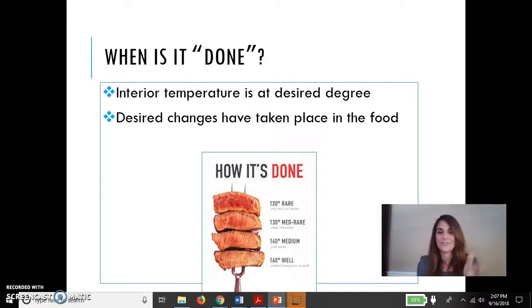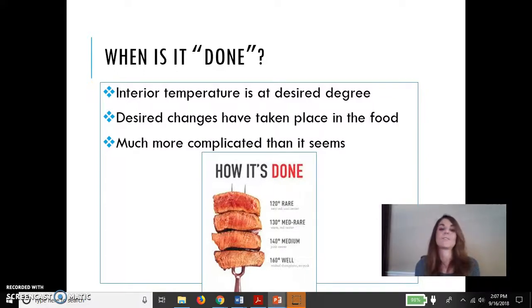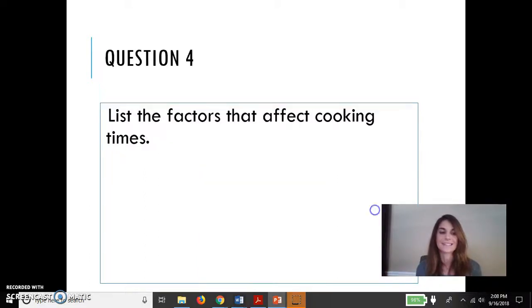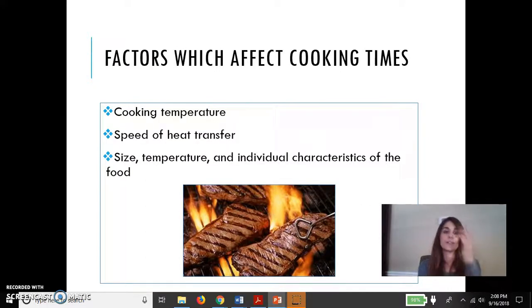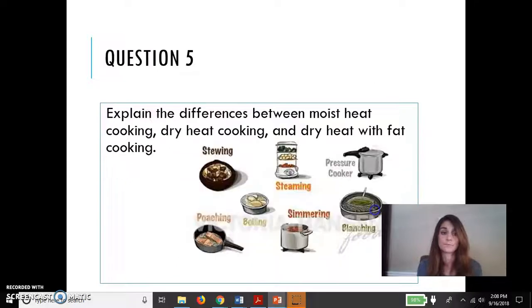As far as everything else, looking at this chart of how some of you might like your steak, it depends on the desired temperature, meaning the desired temperature of the guest or of you. It's much more complicated than it seems, and those of you who have tried to grill a steak between medium rare, medium, medium well, and well, know it definitely takes some practice. All right, so let's look at the factors that affect cooking times. Obviously the cooking temperature, the speed of heat transfer, size, temperature, and individual characteristics of food all impact how little or how long we need to cook something.